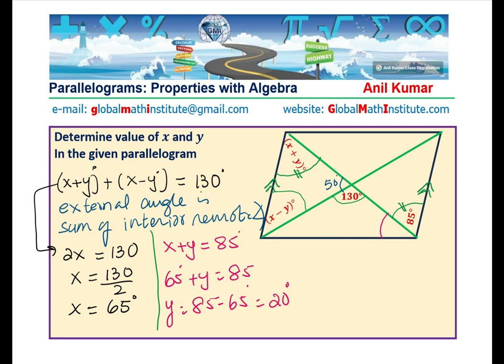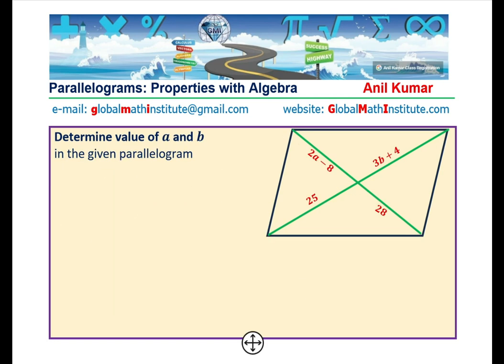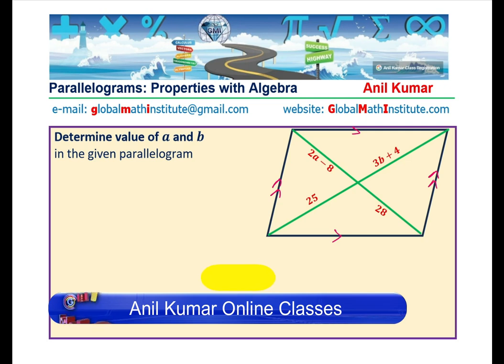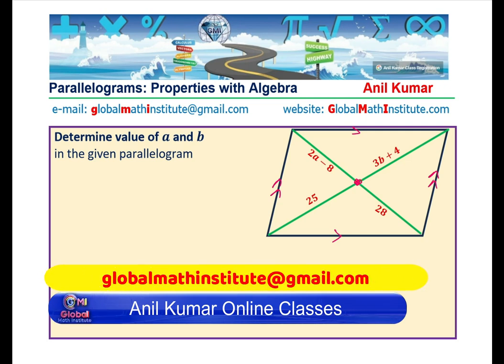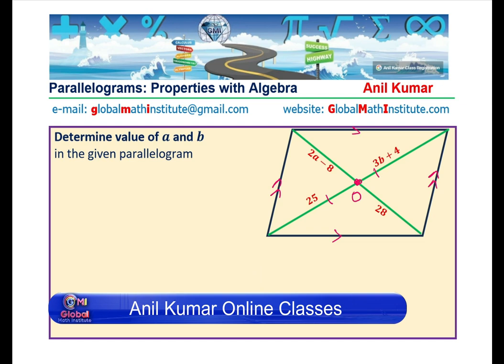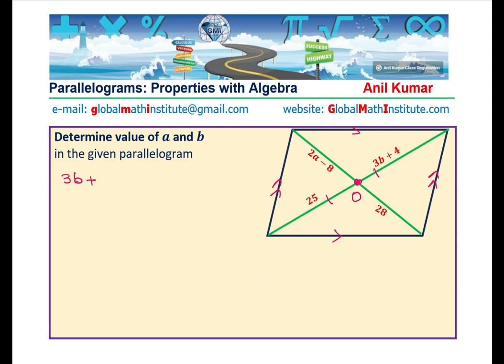Now let's look into another question which is based on the diagonals. So we just learned that we have a parallelogram, which means the opposite sides are parallel, right? Great. And they're also equal. So parallel and equal, correct? And we know that diagonals intersect at a point O, equally dividing. So we know these two are equal. So that gives you an equation that is 3b plus 4 should be equal to 25.